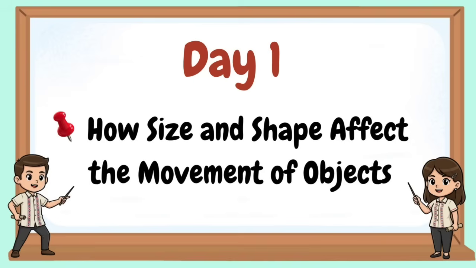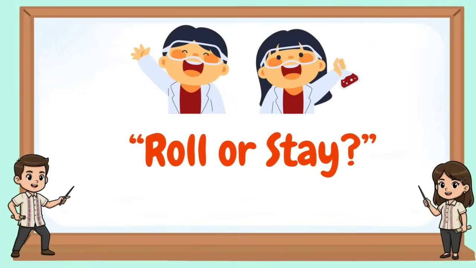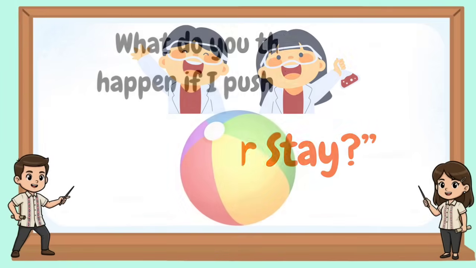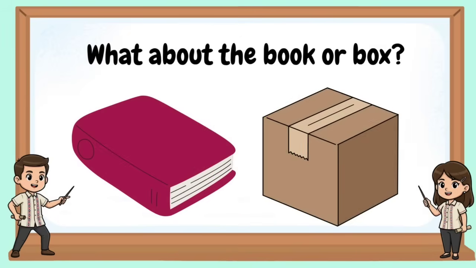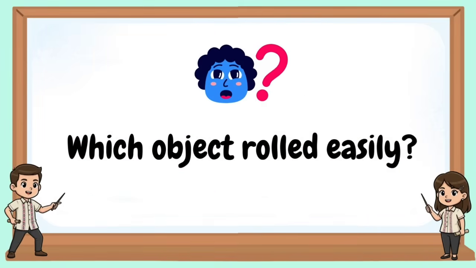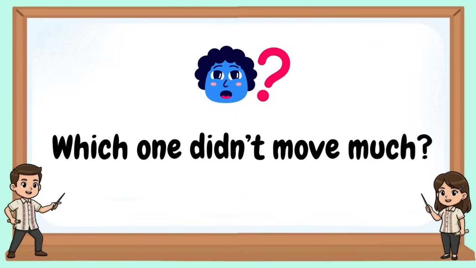How size and shape affect the movement of objects. Roll or stay. What do you think will happen if I push the ball? What about the book or box? Which object rolled easily? Which one didn't move much?